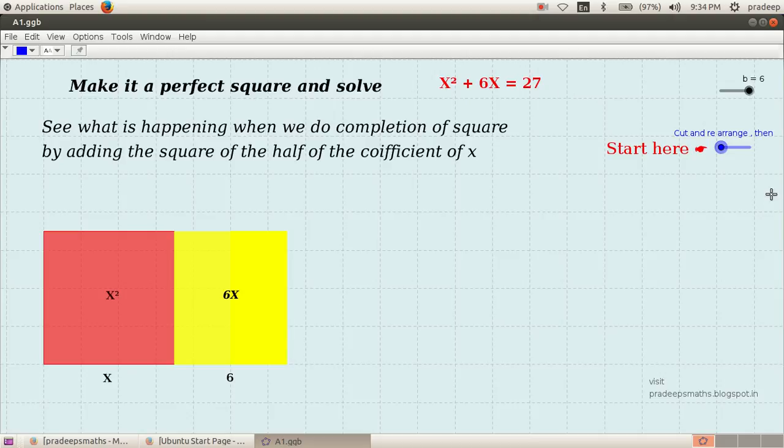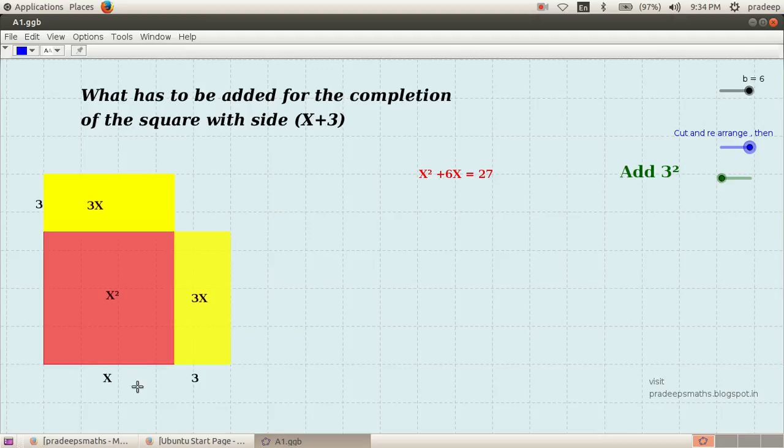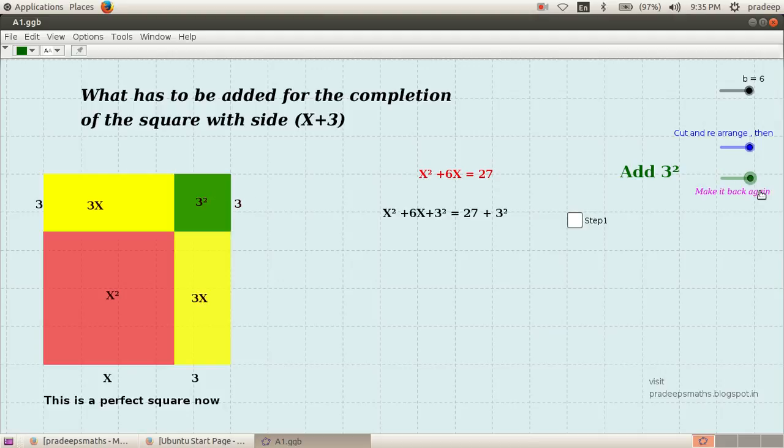In order to convince the student, let us move the slider. Then see what happens here. This yellow rectangle with lower edge of length 6 cm splits into two equal parts. One strip can be placed on the top. To make it a perfect square, we have to add a small region here. What is the area of this small region? It is 3 square because this is of length 3. This 3 is half of the coefficient of x. When we add this 3 square here, we get a perfect square.